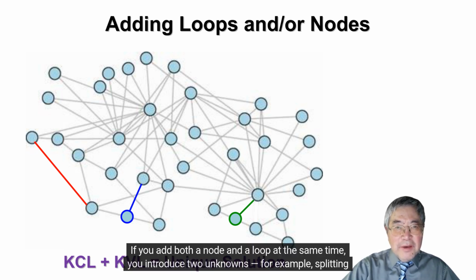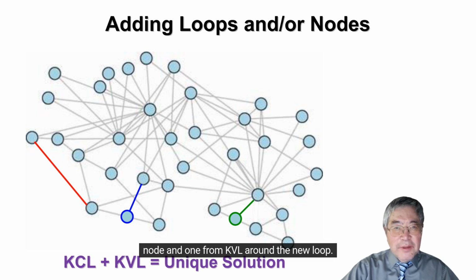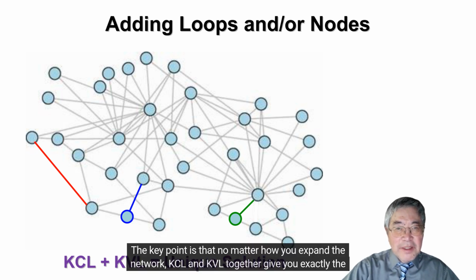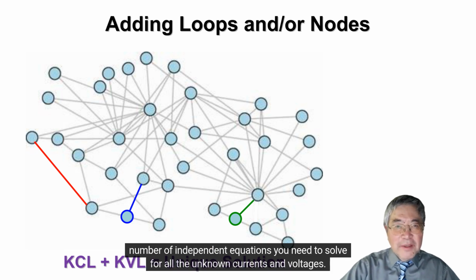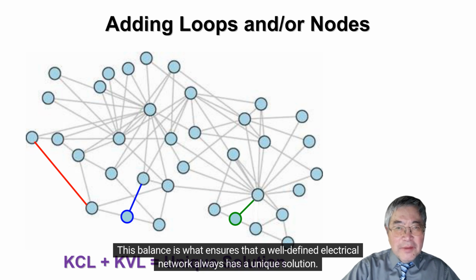If you add both a node and a loop at the same time, you introduce two unknowns. For example, splitting a branch into two paths so currents can differ, but you also gain two equations, one from KCL at the new node and one from KVL around the new loop. The key point is that no matter how you expand the network, KCL and KVL together give you exactly the number of independent equations you need to solve for all the unknown currents and voltages. This balance is what ensures that a well-defined electrical network always has a unique solution.